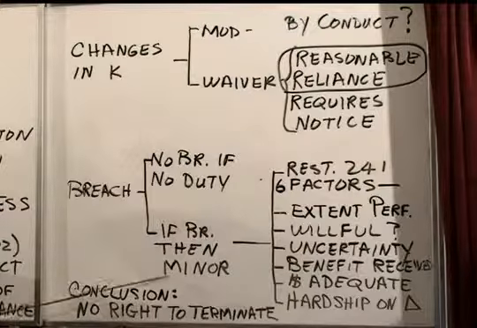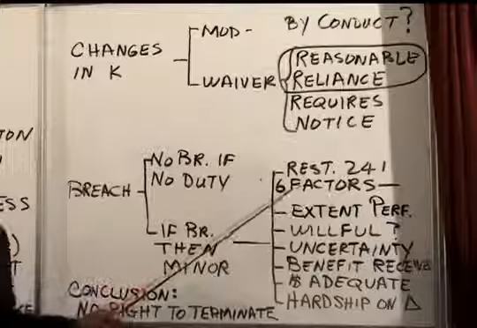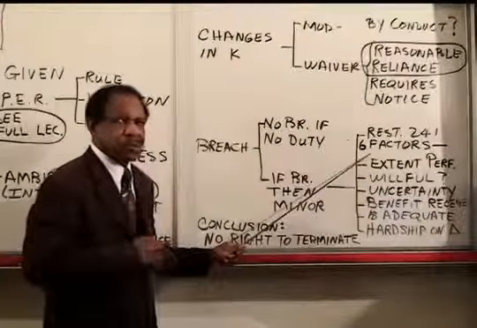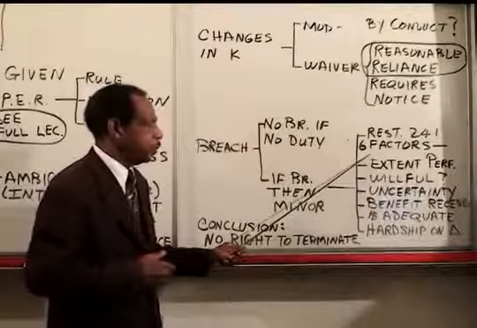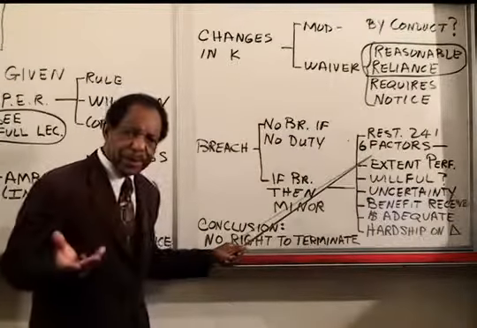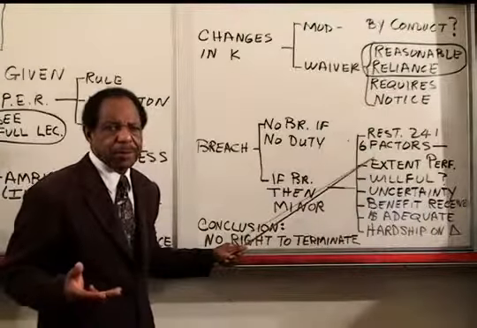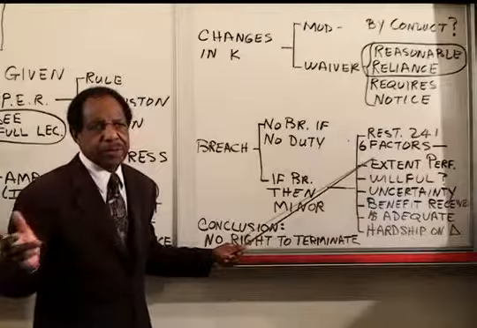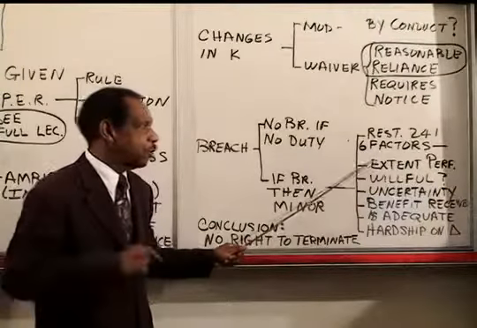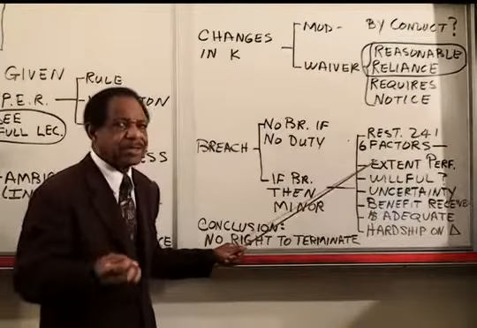How do we know it's a minor breach? Because we go to the Restatement. Restatement 241 has these 6 factors that you use to help decide whether something is a minor breach or a material breach. In a minor breach, the general idea is the person has gotten the substantial benefit of their bargain. But that has so many factors. Did a person really get the substantial benefit? You'll do much better if you go to Restatement 241 and literally memorize these 6 factors.